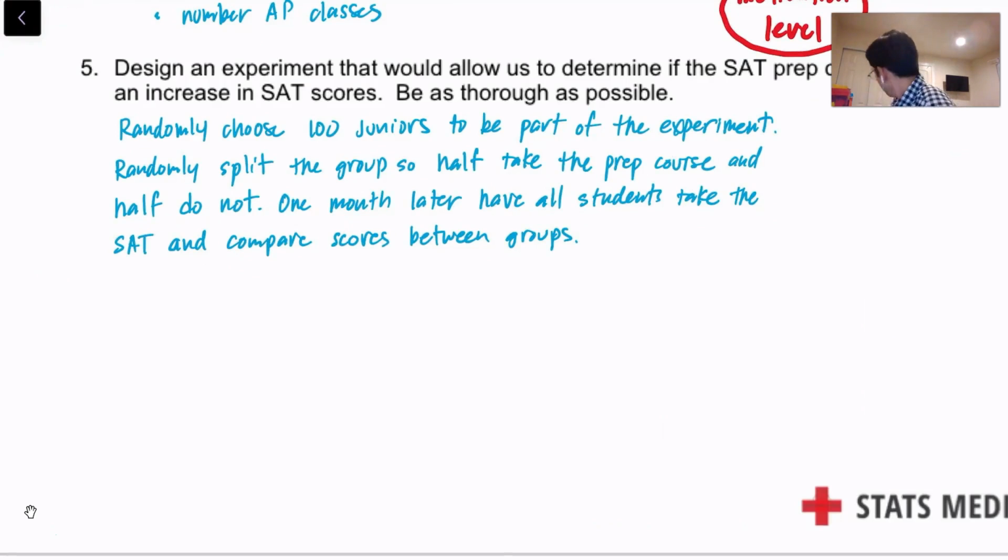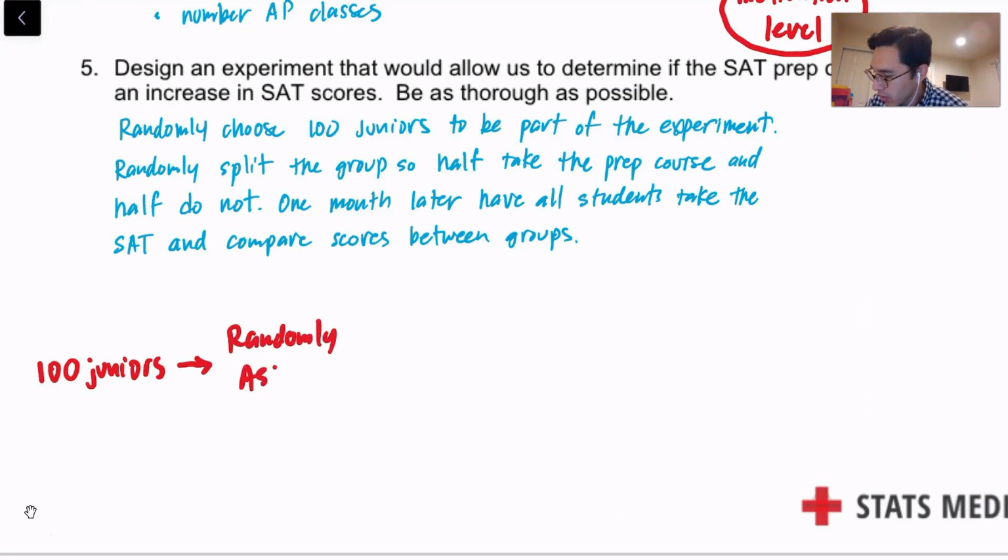All right, so we've got 100 juniors. And the key thing here is, we're not going to let them pick. We're not going to let them volunteer. We have to impose it. So how do we impose it in a fair way? Well, let's just do it randomly. So we're going to randomly assign these 100 juniors into 2 groups.